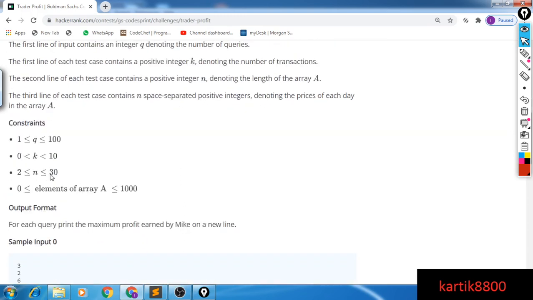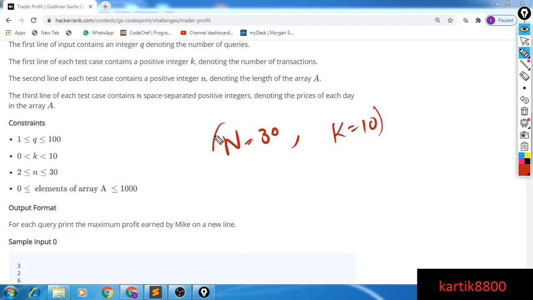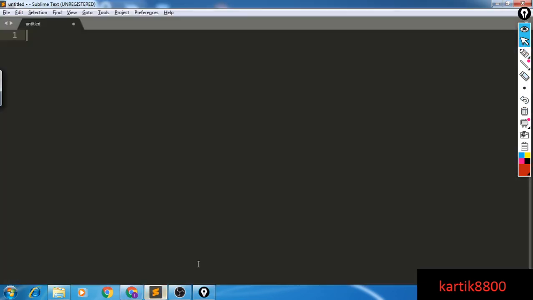So let's just read the constraints. The number of days n is up to 30. The value for k, the maximum transactions that you can make, can go up to 10. So the problem isn't very hard, to be honest. If you have been going through the DP series of my channel, then this should probably be one of the easy problems on dynamic programming. And let's see how we can actually solve this one.